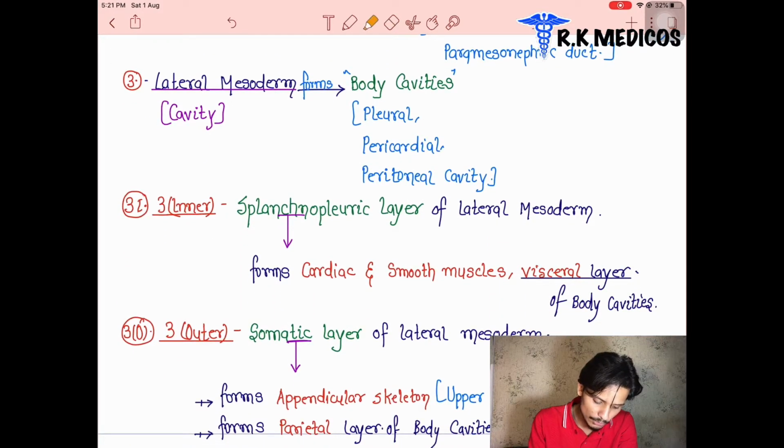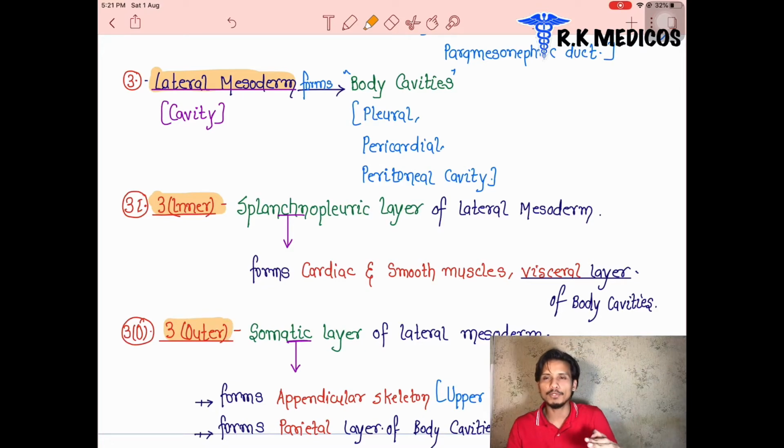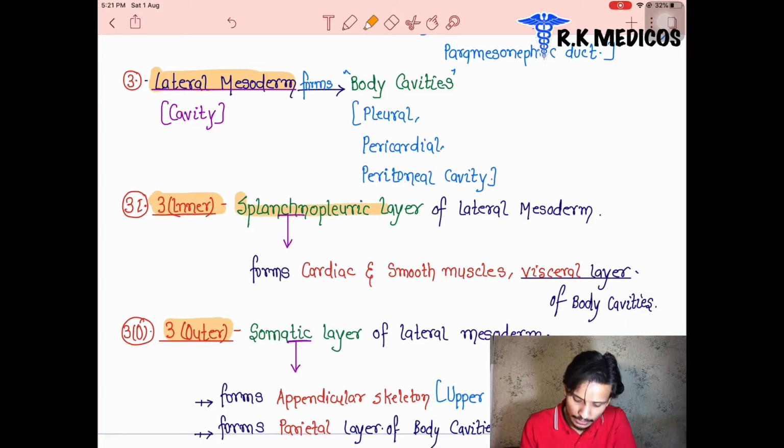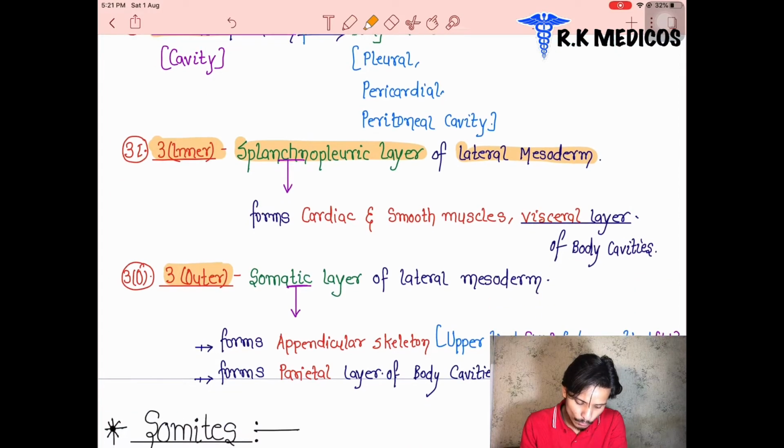Now you know the lateral mesoderm has two parts, that is inner and outer. The same we discussed in the extraembryonic mesoderm. There is an outer and inner part. The outer one is called the somatic or parietal extraembryonic mesoderm, and the inner one is called the splanchnopleuric extraembryonic mesoderm. So the same here, the inner one is called the splanchnopleuric layer of lateral mesoderm, and the outer one is called the somatic or parietal layer of lateral mesoderm.